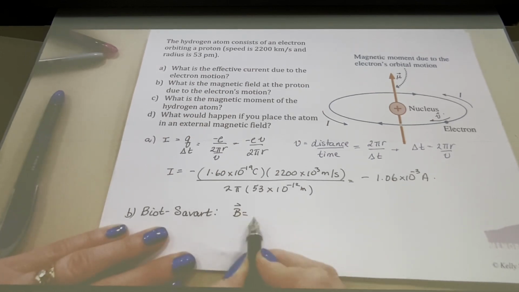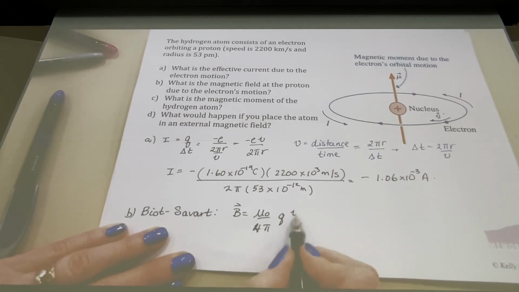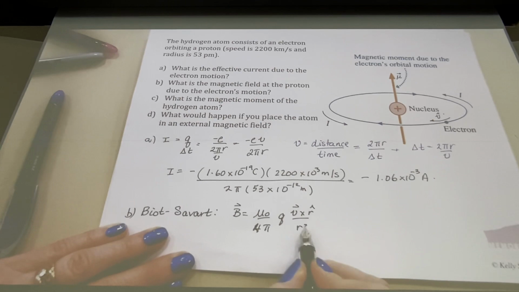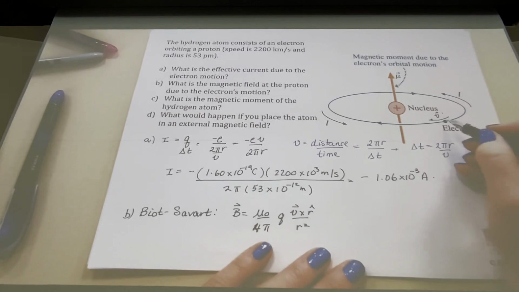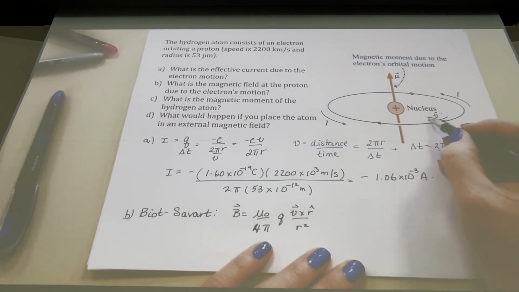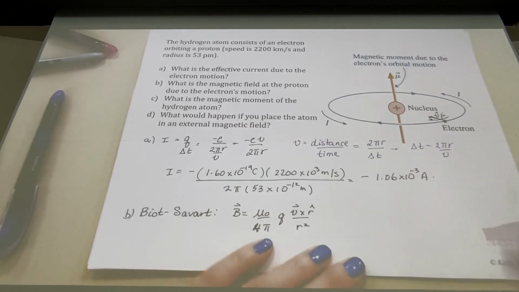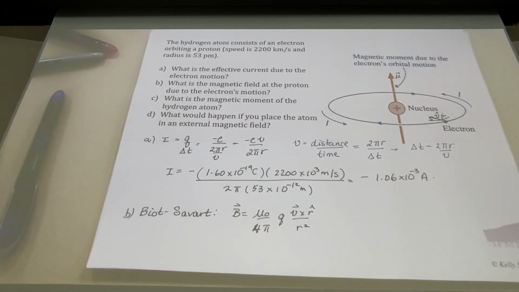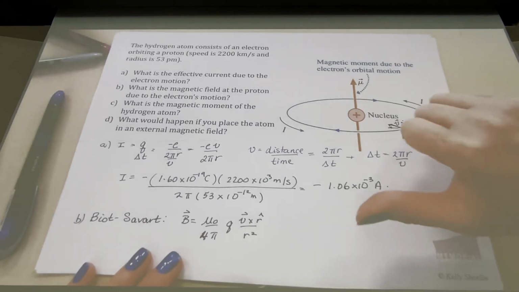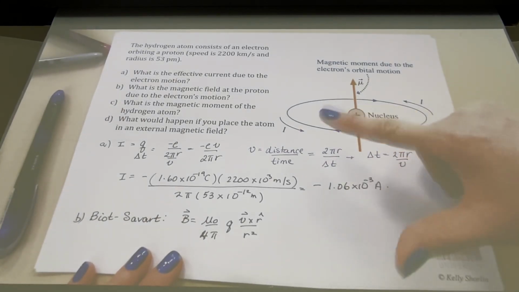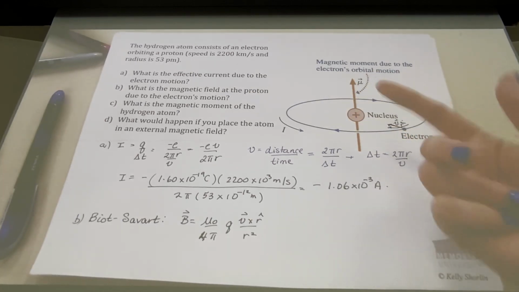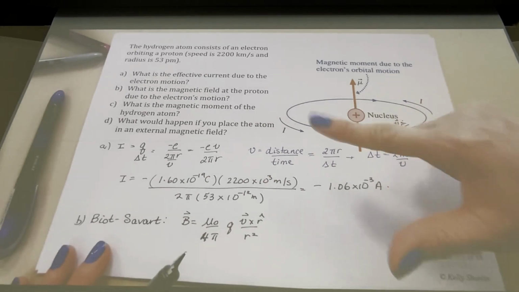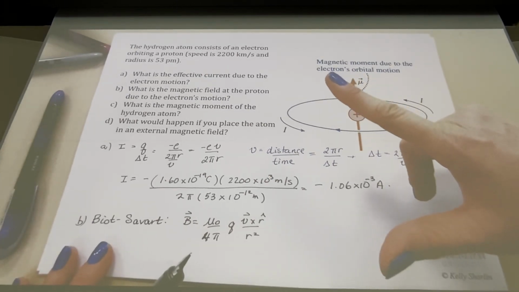Magnetic field created by a moving charge is mu naught over 4 pi times Q times V cross r hat divided by r squared. So r hat is towards the nucleus. To get V cross r hat, we'll do our right-hand rule. V is this way, r hat is this way, so our magnetic field would point down. That would be for a positive charge. Our electron is negative, so it has to point up.